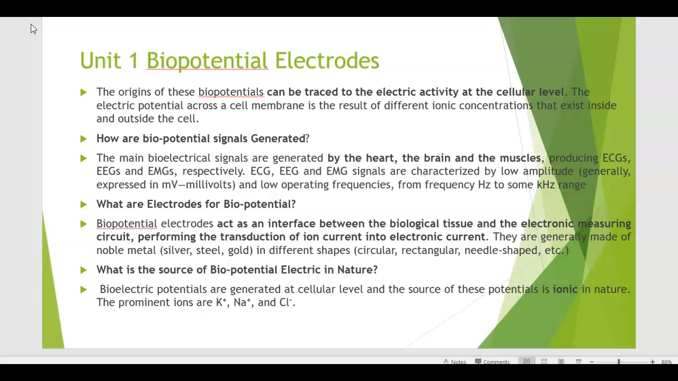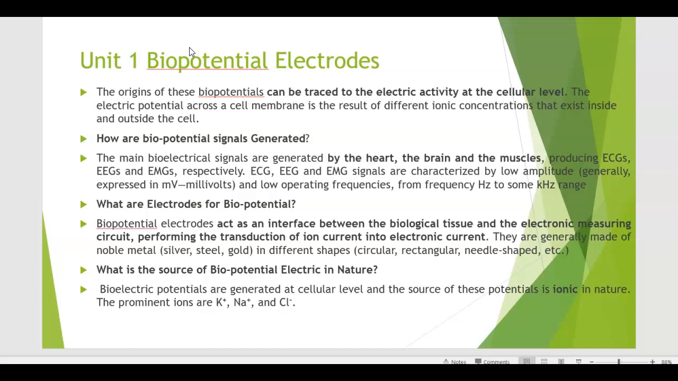The main bioelectrical signals are generated by the heart, brain and our muscles. They produce ECGs, EEGs and EMGs respectively. ECG, EEG and EMG signals are characterized by low amplitude, generally expressed in millivolts, and low operating frequencies, from a few hertz to some kilohertz range. What are electrodes used for in biopotentials?